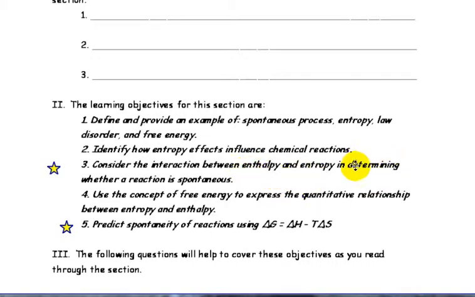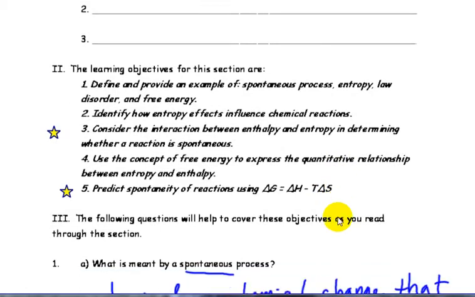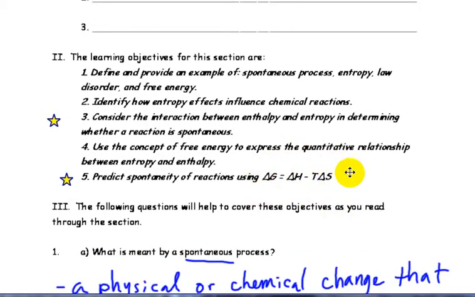Consider the interaction between enthalpy and entropy to determine whether a reaction is spontaneous or not. Use the concept of free energy to express the relationship between entropy and enthalpy, and then predict if a reaction is spontaneous or not by using this relationship here.